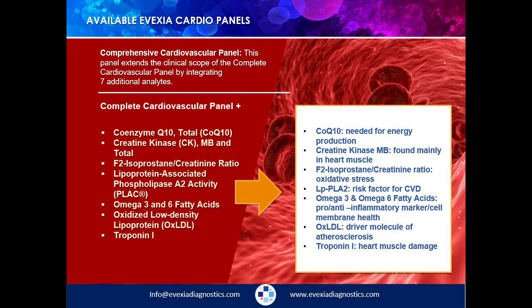Next is troponin I. Now, troponins are a group of proteins found in skeletal and heart muscle fibers that regulate muscular contraction. The troponin test measures the level of cardiac-specific troponin in the blood to help detect heart injury.